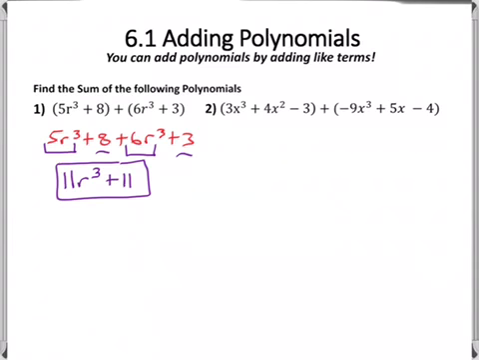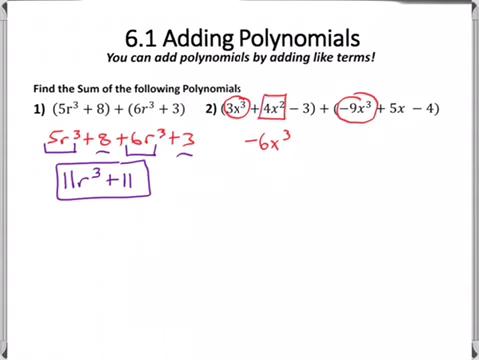In the next example, we have 3x cubed plus 4x squared minus 3 plus negative 9x cubed plus 5x minus 4. And once again, we're just going to combine like terms. So we've got 3x cubed and a negative 9x cubed. So we're going to add or subtract the coefficients in this case. So 3 plus negative 9 is negative 6. So we've got negative 6x cubed.